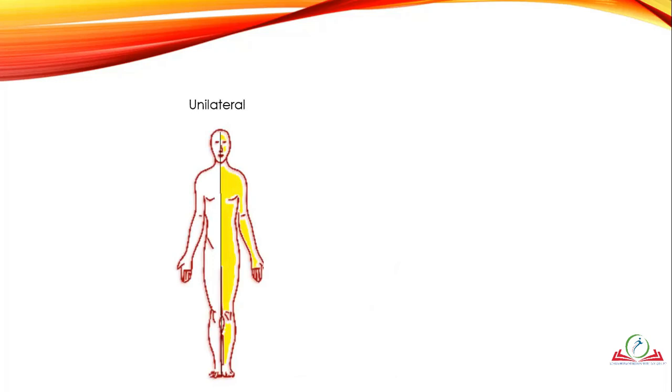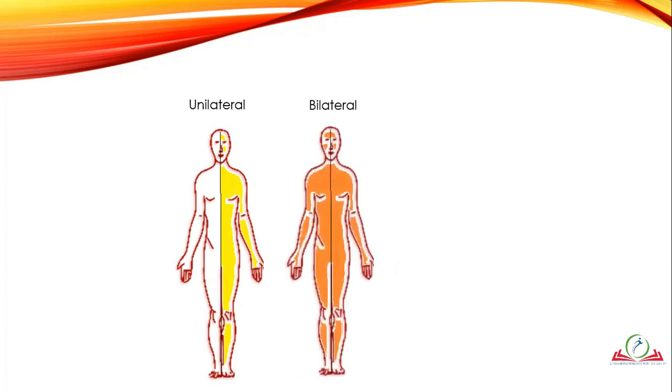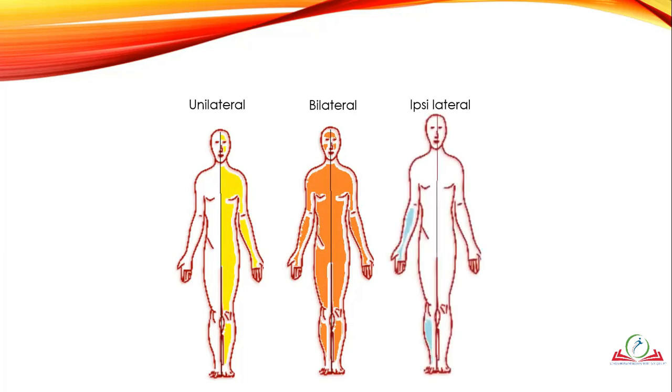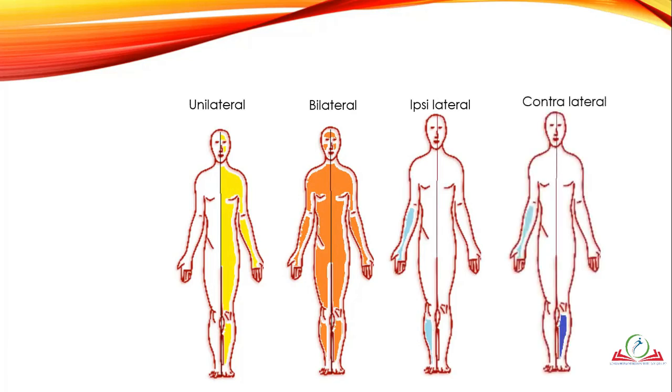The term unilateral means one side of the body. Then bilateral means both sides of the body. And ipsilateral means the same side of the body. For example, the arm and the leg of the same side. Or contralateral, that means the opposite side. For example, the arm of one side is contralateral to the leg of the opposite side.